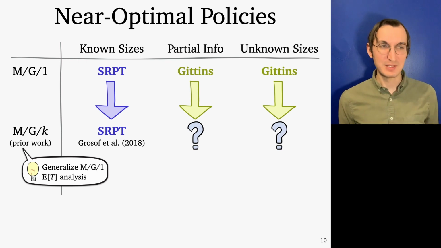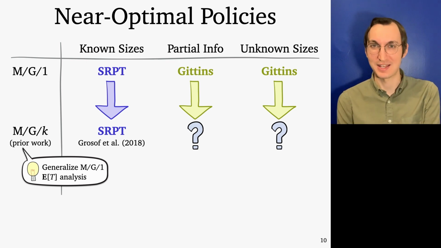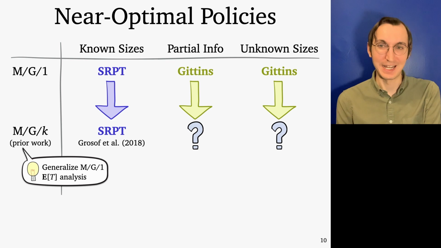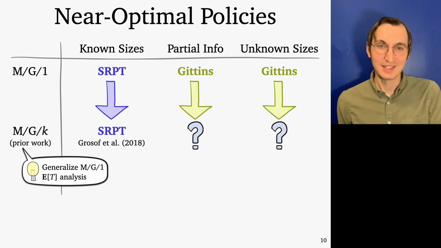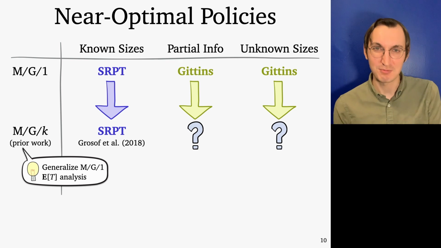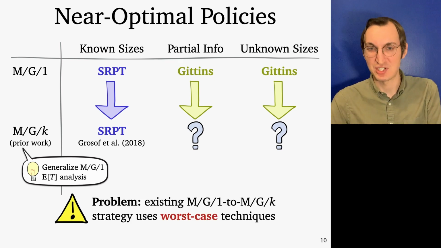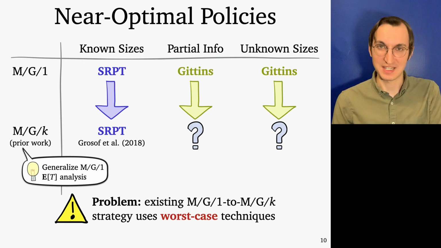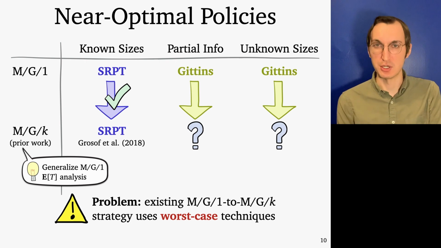And we've been trying to do this actually since 2018 when we published the SRPT result. I've been bugging Isaac, hey, this strategy we used for SRPT, can we use it for Gittins? And over and over again, we keep running into problems. The core problem is that the strategy we used for SRPT to translate the M/G/1 analysis to the M/G/k used worst case techniques. And these worst case techniques work really well when you've got known job sizes, because there's sort of no uncertainty.